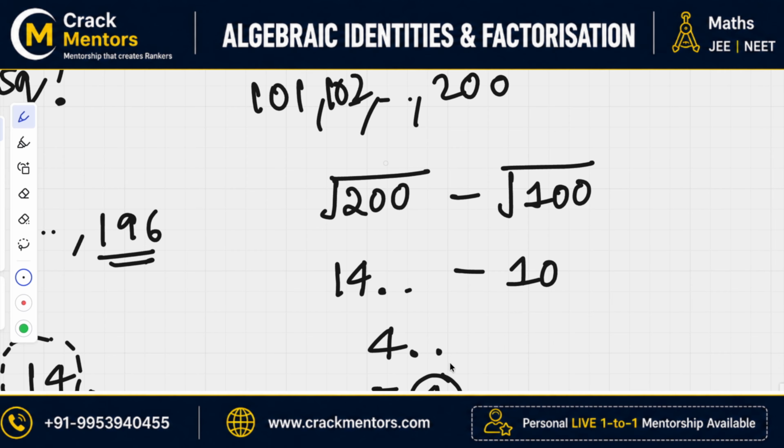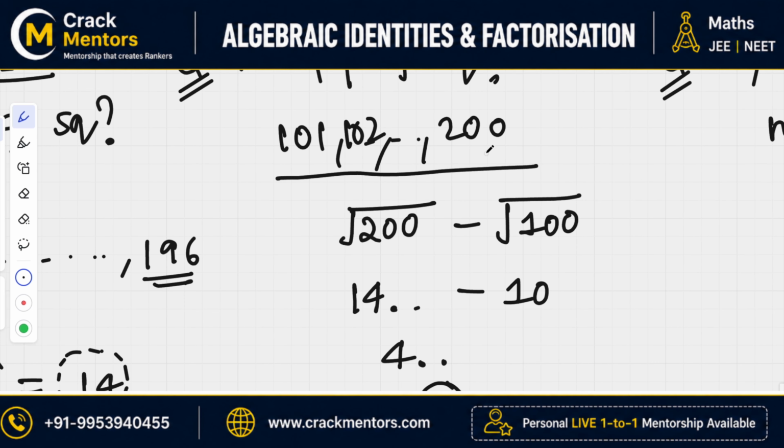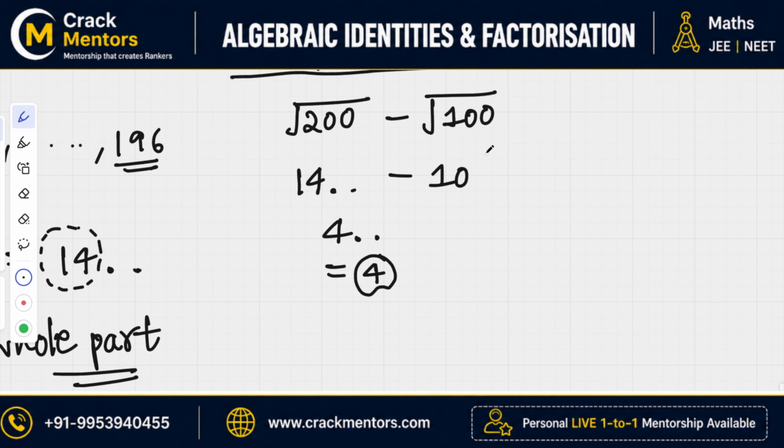So there are 4 perfect squares in this sequence. What are these 4 perfect squares? You can even write them. One would be 121, another would be 144, another would be 169, another would be 196. And that's it. This is the square of 11, this is 12 square, this is 13 square, and this is 14 square.